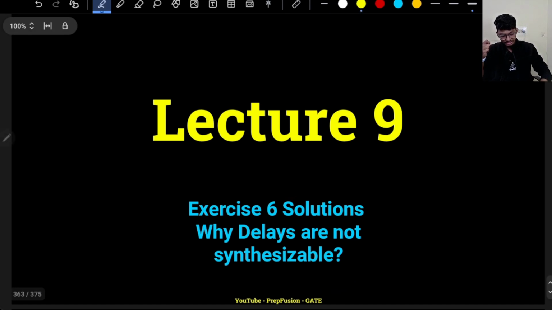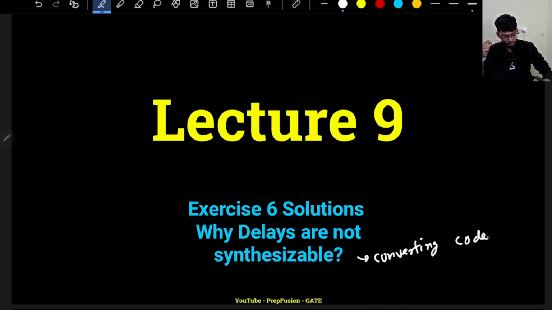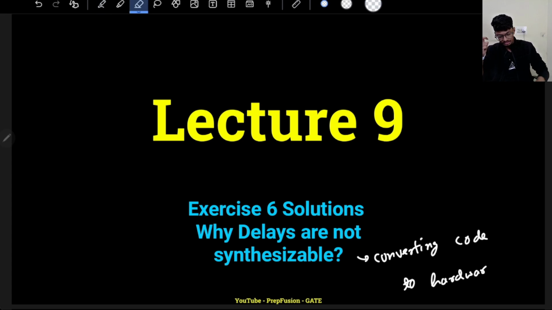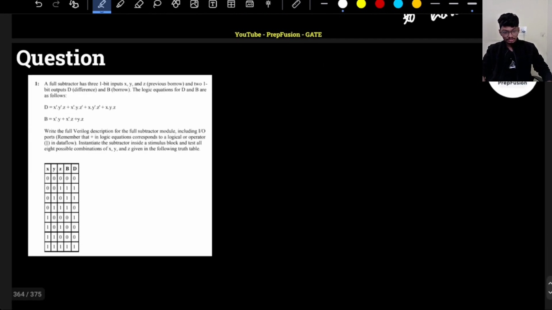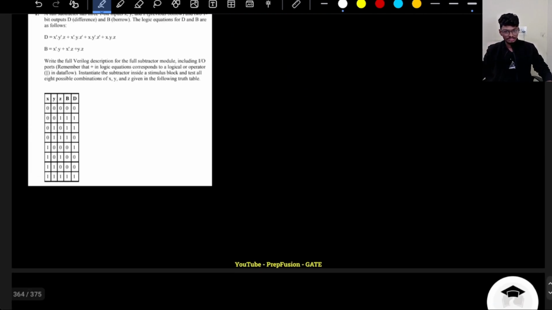Synthesizable means converting your code to hardware. That is what synthesis means. And why delays are not synthesizable, we will understand with a few examples, because this can get asked in interviews. So that's why this becomes a very important topic to discuss. Let's start first with the exercise 6 solutions.